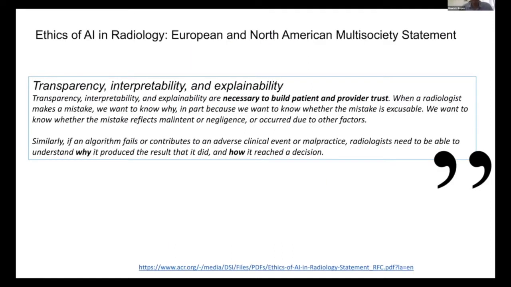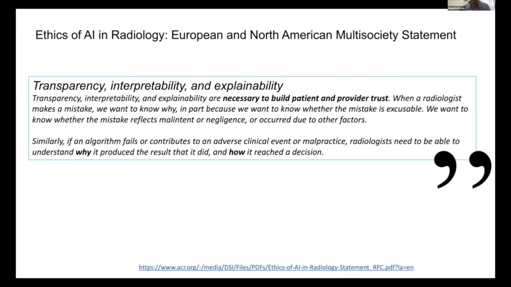Now, ethics. There's been a recent statement, I think from last year, you can find the PDF here, a very nice statement about the importance of ethics of AI in radiology. What I highlighted is this sentence at the bottom. First of all, build patient and provider trust. Since we are starting, we need to build this trust. So this is essential right now.